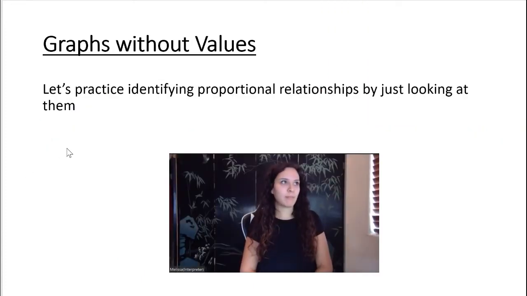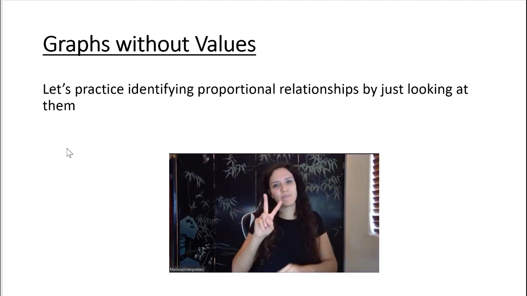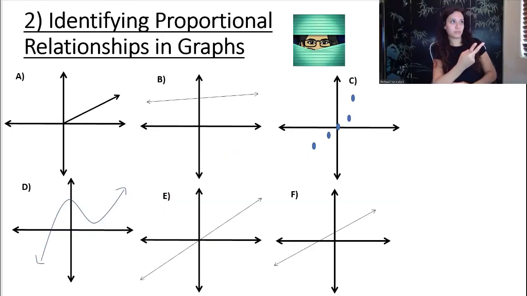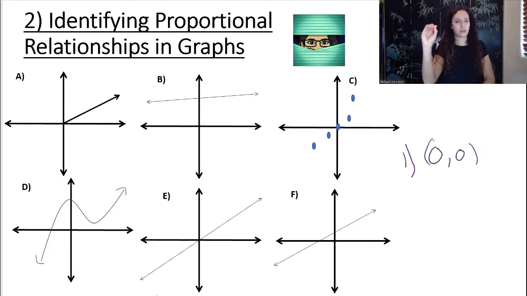So let's look at graphs without values and see if we can just look at it and tell if it's a proportional relationship without any numbers. All right, so let's look at this one. I have 6 graphs here, and we need to tell if they are proportional or not. Let's look at A. Is A proportional or not? There are rules that have to be followed. It must start at 0, 0, and it must be a straight line or create a straight line.